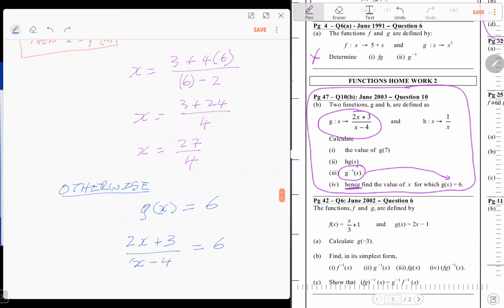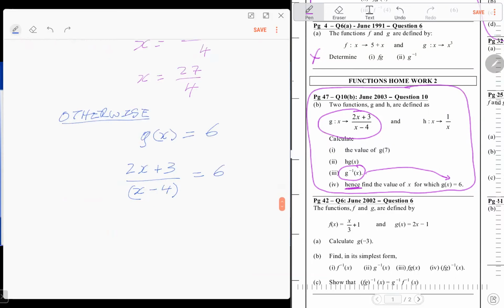To be procedural, you first multiply the denominator across by the 6. You become 2x plus 3 equals 6 times x first, and then 6 times negative 4, so it becomes 6x minus 24. What will we do now? We can carry this 24 over to this side and add it, and take this 2x over to this side and subtract. It's a shortcut method.